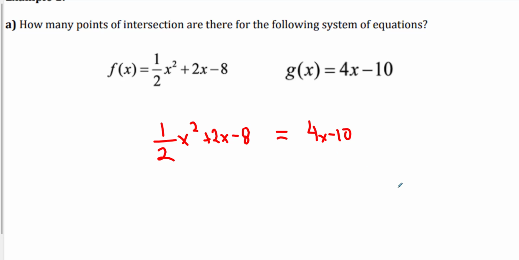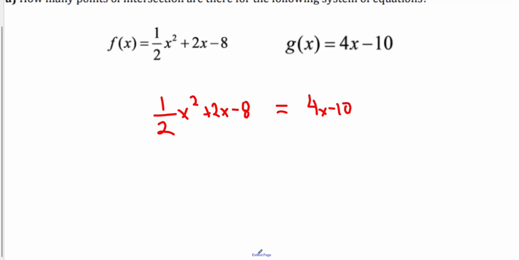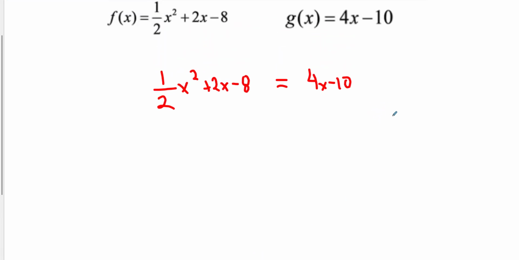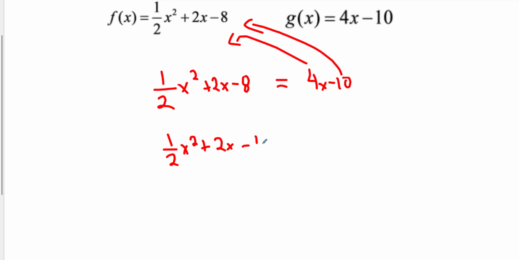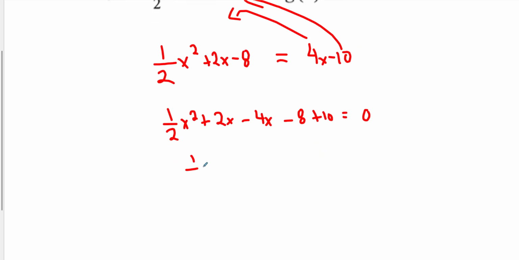That's kind of always, whenever you have an equation, 99% of the time, you're going to move everything to one side. Like there might be an exception here and there, but probably not in grade 11. Okay, let's move the 4x and the negative 10 over. So this is going to be a 1/2 x squared plus 2x minus 4x. Remember, when I bring 4x over, the operation changes, and minus 8 plus 10 equals 0 since I moved everything over. This becomes 1/2 x squared. Oh, sorry, it's not plus anymore. It's minus 2x. And this is going to be plus 2.